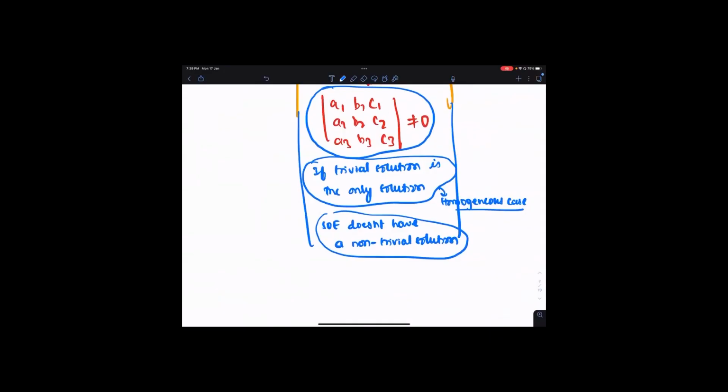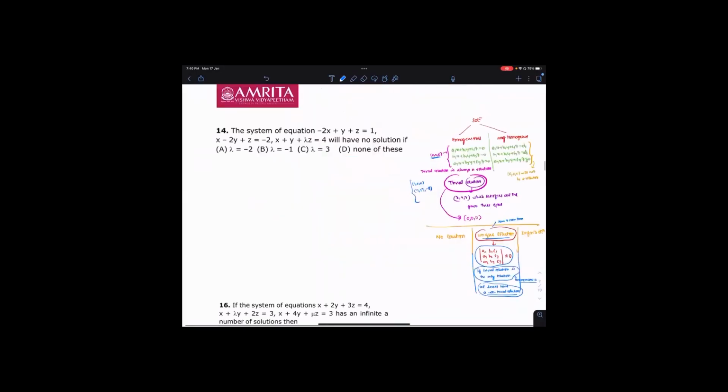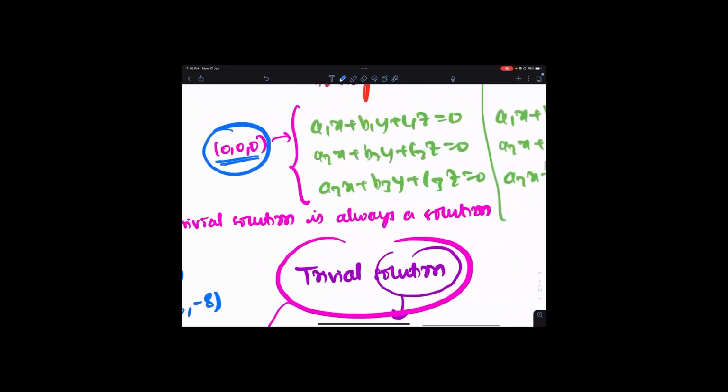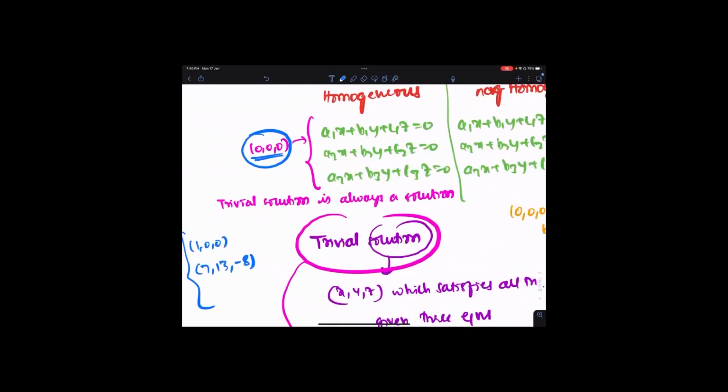Or in other ways, it doesn't have a non-trivial solution. Like that also the question can be. Okay. So doesn't have a non-trivial solution means other than 0, 0, 0, there is no solution for the system of equations. That means unique solution only. Right? Okay. So that should be clear with homogeneous case. Next.